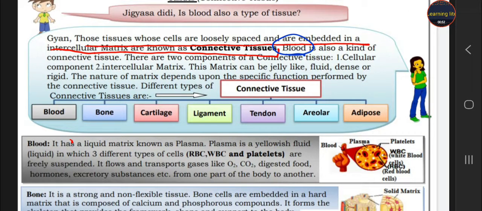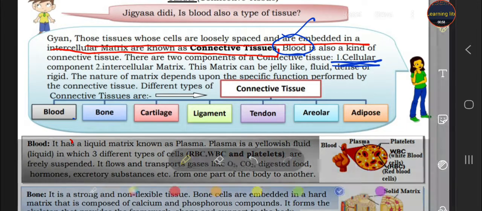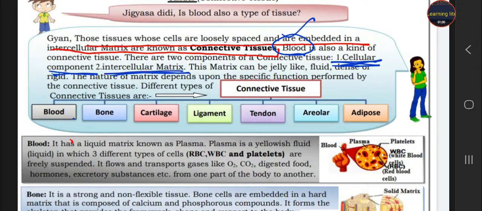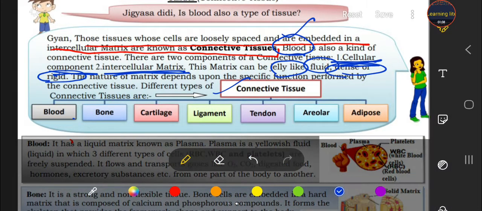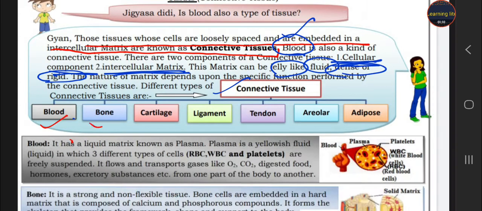What is the main example of connective tissue? That is the blood. And in the connective tissue, two things are main, that is cellular component and intercellular matrix. This matrix may be jelly-like, may be fluid, may be dense or rigid. What are the different types of connective tissue? First is blood, bone, cartilage, ligament, tendon, areolar and adipose.